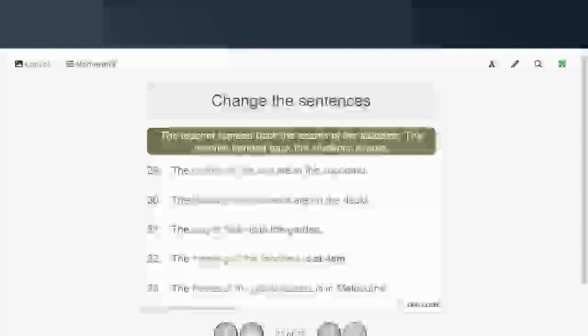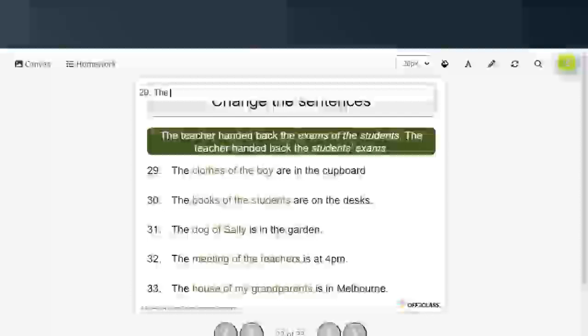The books of the students. Students is plural, so we would have to use the S apostrophe. So students' books. The dog of Sally would be Sally's dog. The meeting of the teachers. Teachers is plural, so it would be the teachers' meeting.